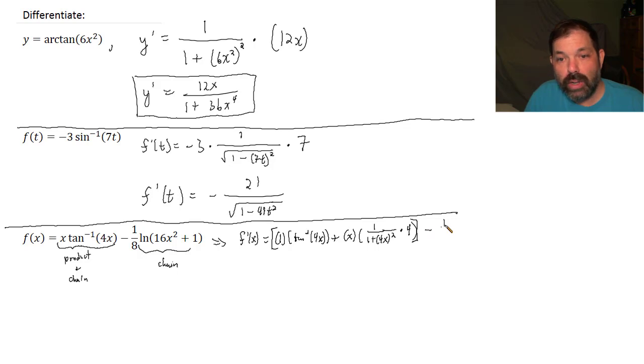Minus 1/8 times, now calculating the derivative of a natural log function, that's 1 over u, 1 over the quantity, in this case the 16x squared plus 1, and then times the derivative of that quantity. So 1 over 16x squared plus 1 times, from the chain rule, the derivative of 16x squared, which is 32x.